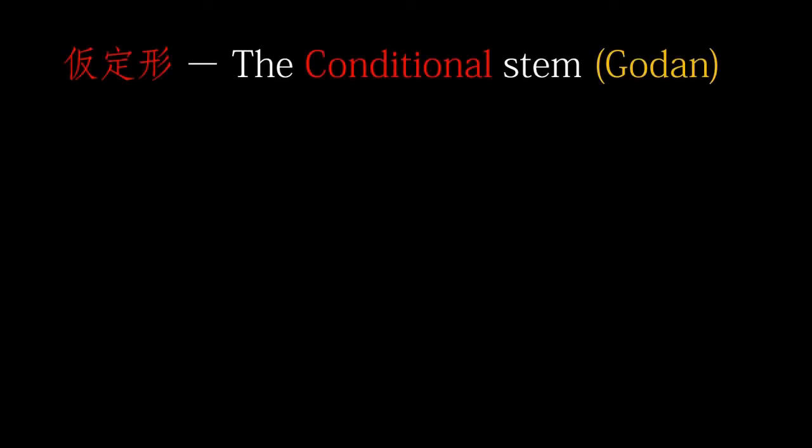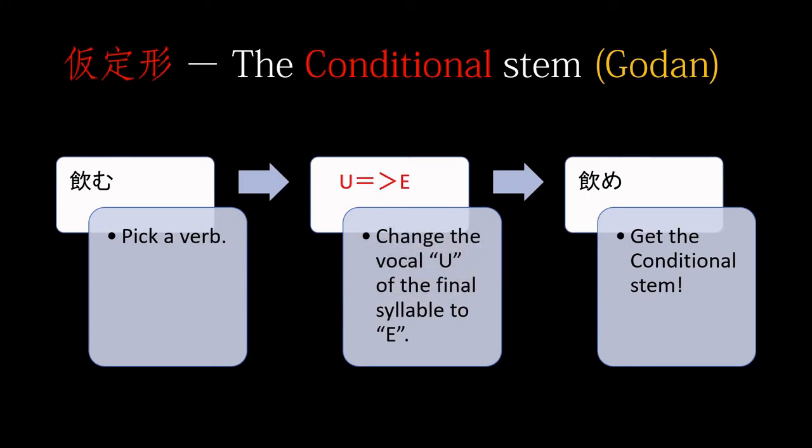And the conditional stem for our Godan verbs is once again a little bit different, but it follows the kana chart, so that makes it kind of predictable. We pick a verb, after that we change the vowel U in the final syllable to E, and we will get the conditional stem, meaning that nomu becomes nome. And the most important thing here is once again the change that occurs in the final syllable from the vowel U to the vowel E.